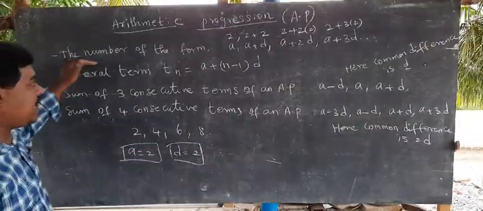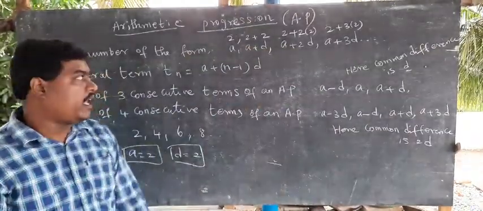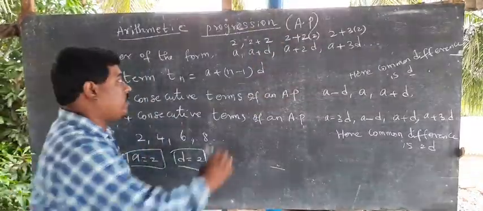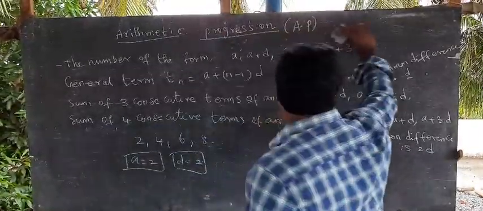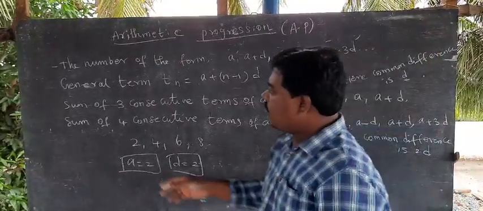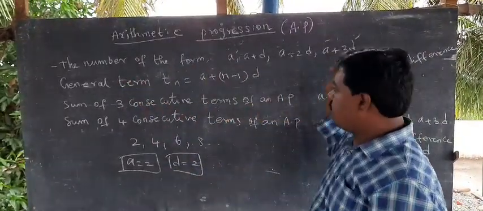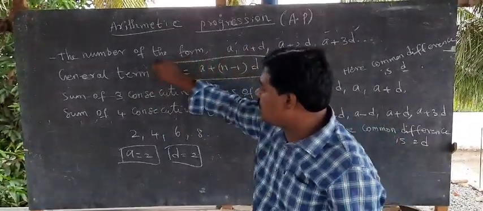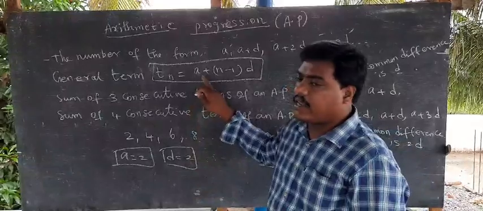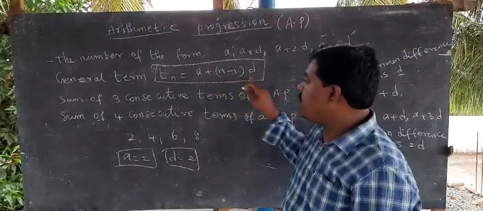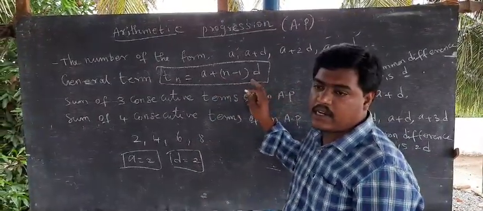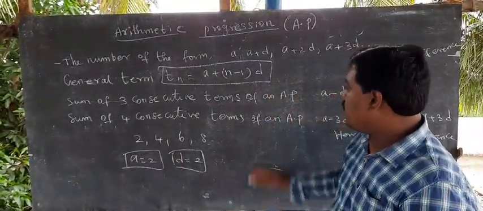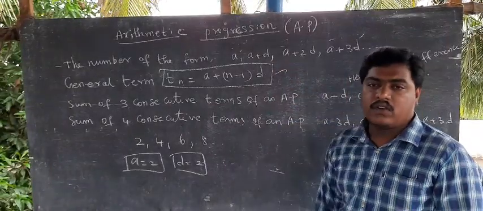So they have given the general form of the AP: A plus D, A plus 2D, A plus 3D. This is the general form. Now the general term, to find the term Tn, is a very important formula: Tn equal to A plus n minus 1 into D. This is the general term. If they ask for the 19th term or 20th term, at that time we have to use this formula.